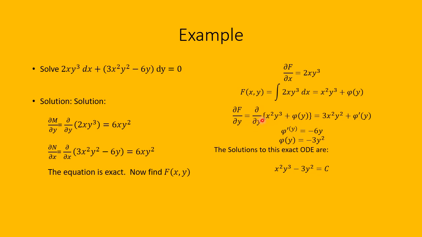So the partial with respect to y of x squared y cubed plus phi of y, differentiate term by term, and we get 3x squared y squared plus phi prime of y. So that means that phi prime of y, comparing it to what we have up here, has to be this minus 6y. And so phi of y by integration is minus 3y squared. So the solutions to this differential equation then are going to be x squared y cubed minus 3y squared equals a constant. Basically, f of x, y equals c.